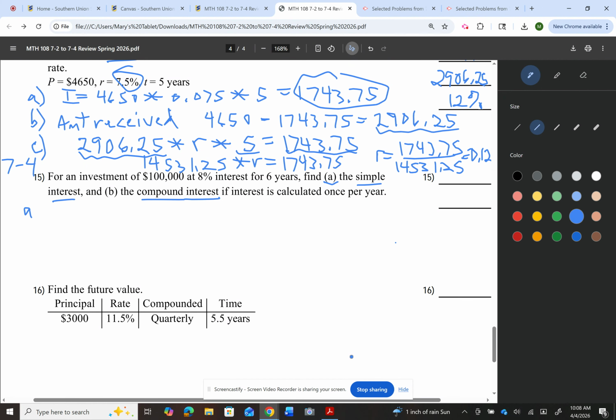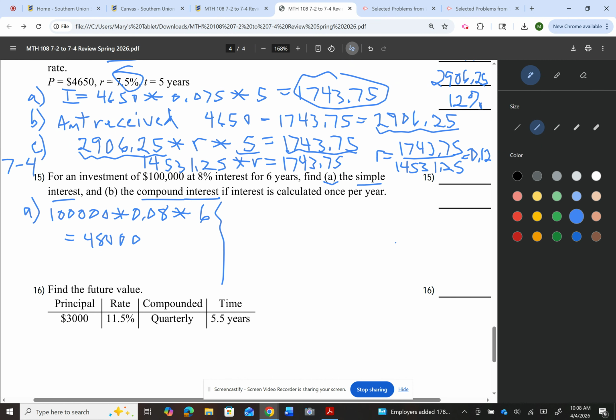When we do part A, the simple interest, we want to know how much interest there would be if we invested $100,000. That's our P, at 8%, that's our R, and 6 years, that's our T. Simple interest is easy to find because you just use the I equals PRT formula. Compound interest is a little tougher. So it turns out to be $48,000.